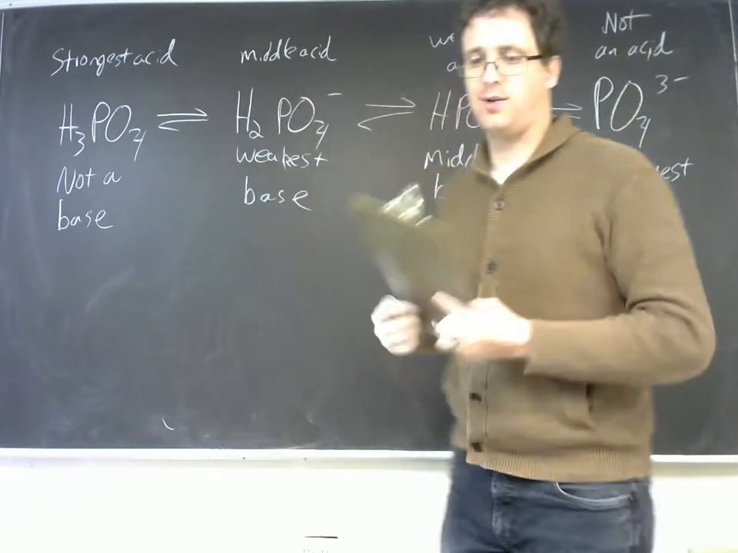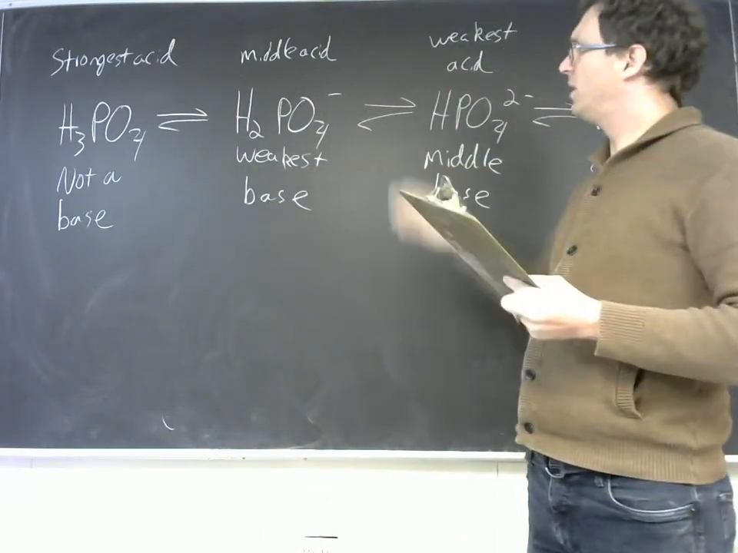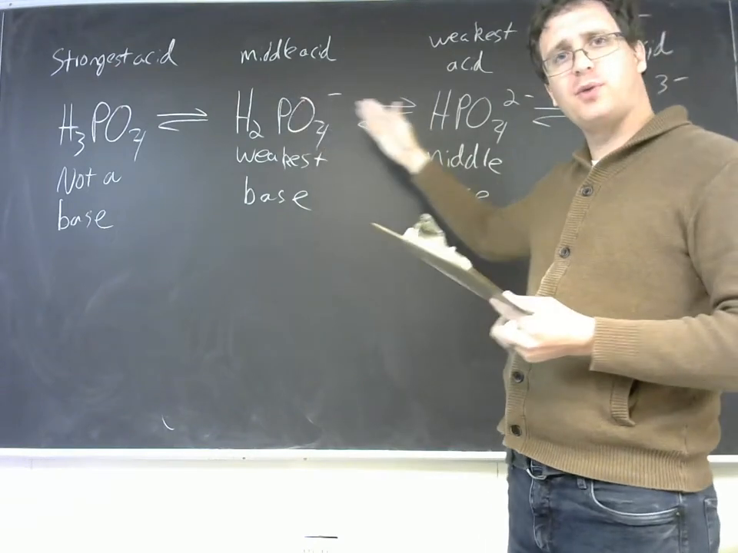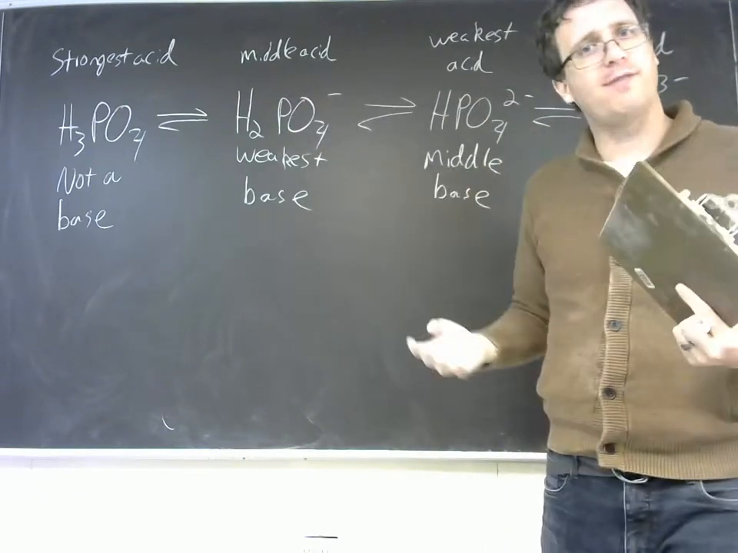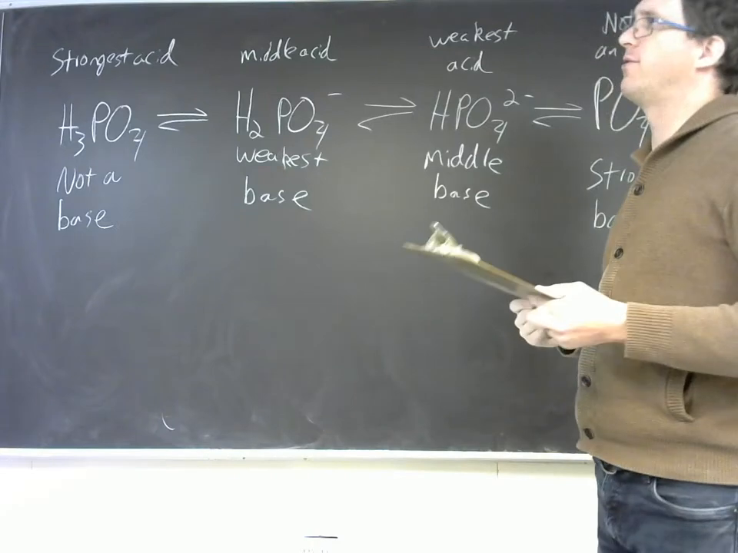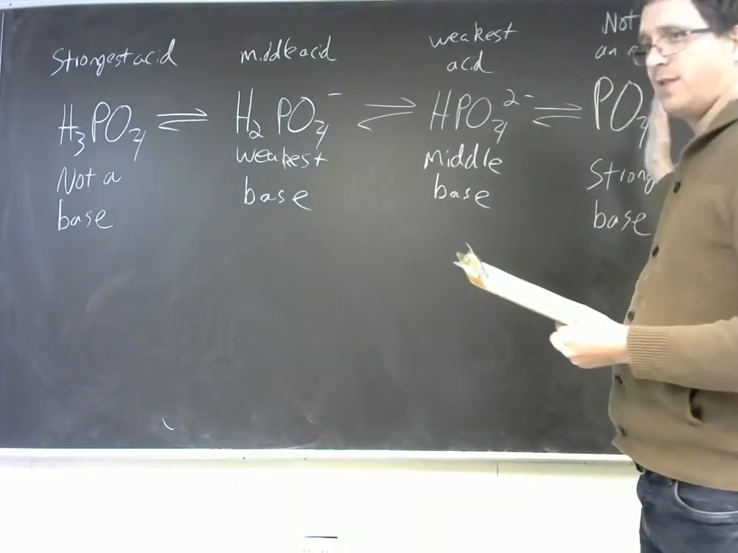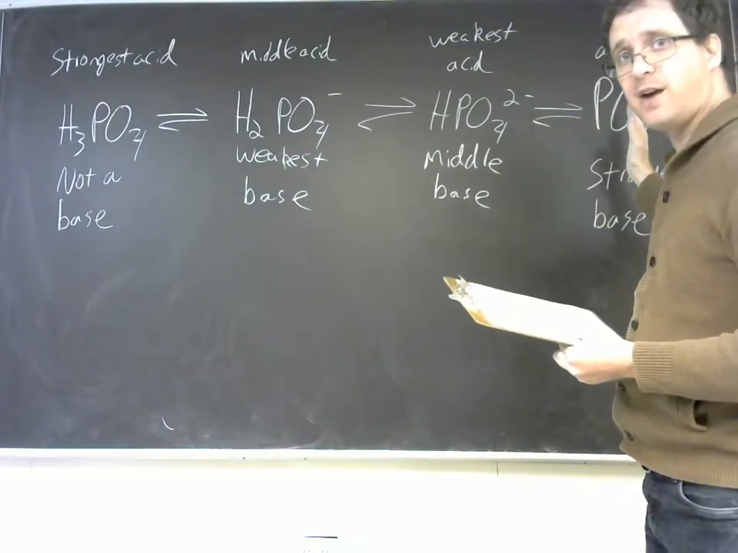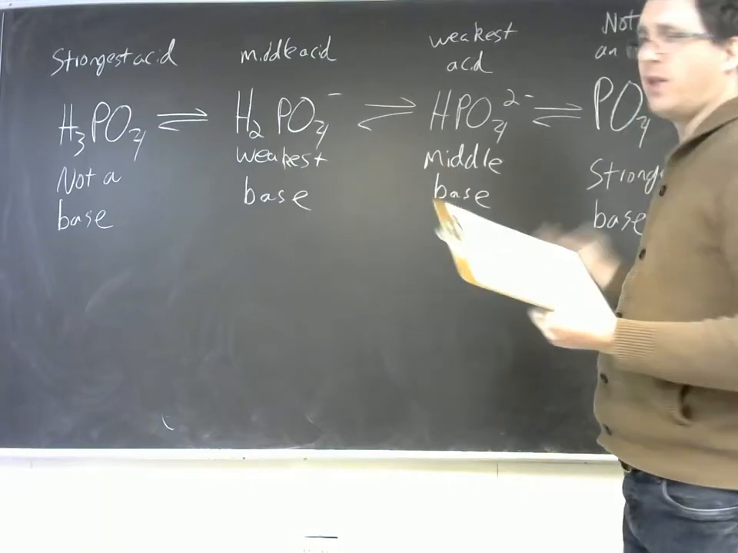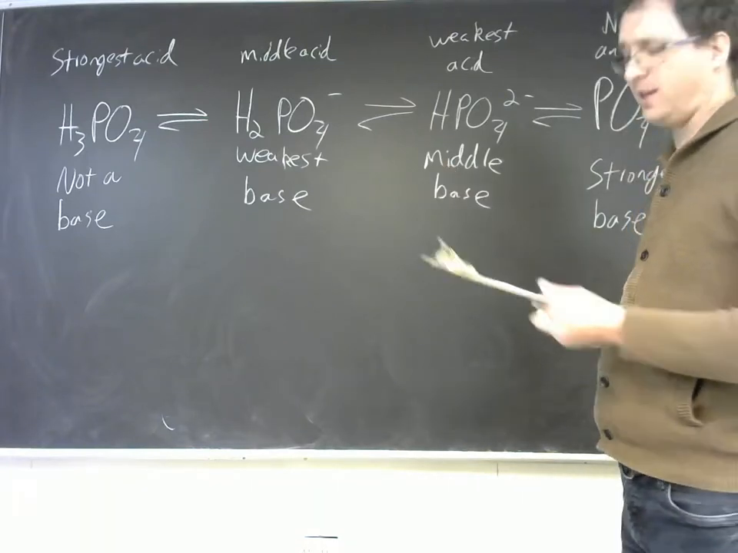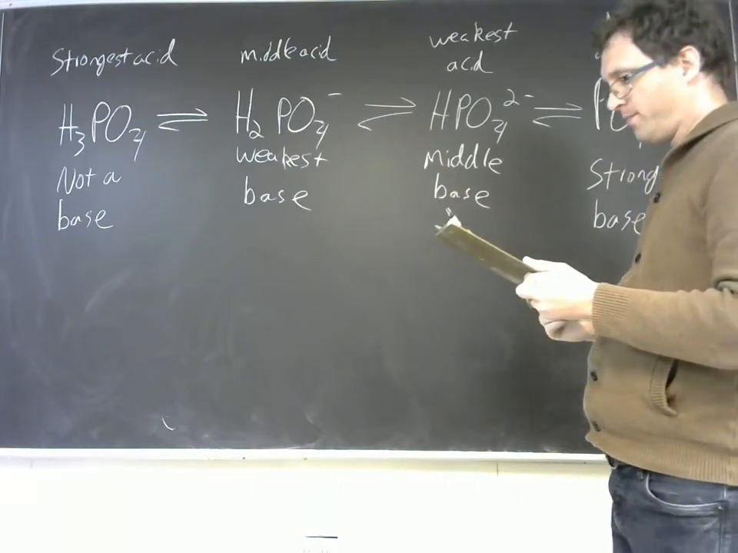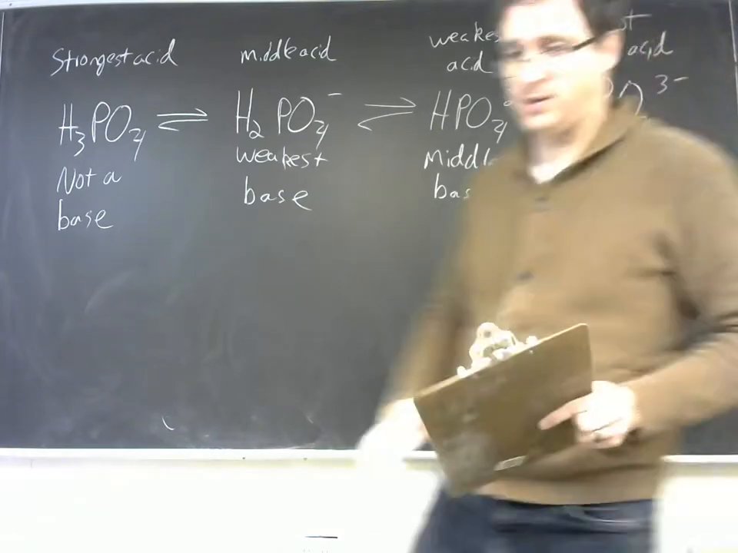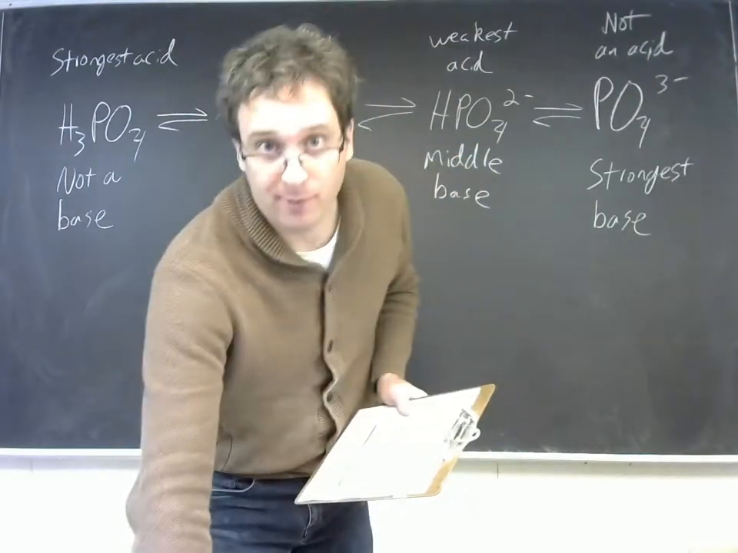Okay, so each different species in a polyprotic series has its own Ka value, and we can infer from that that each of them also has its own Kb value, and their relative strengths are inverted in this way. Okay, I think we'll stop it right there for acid strength.